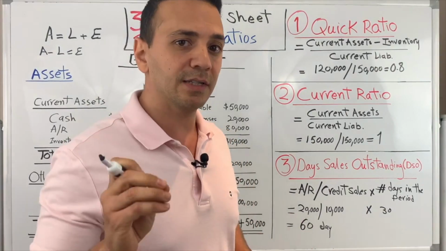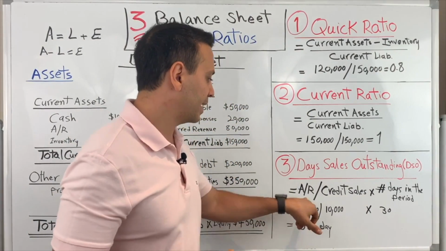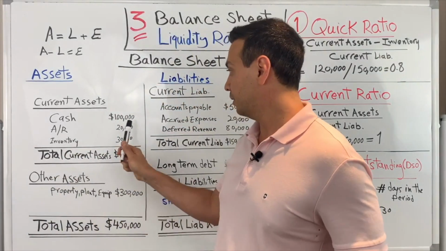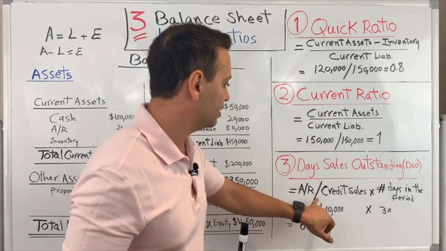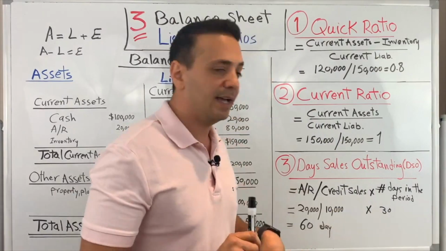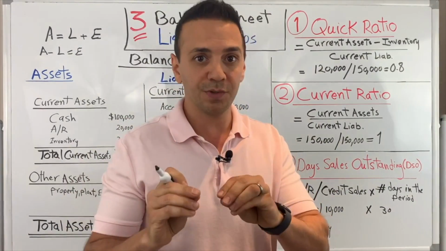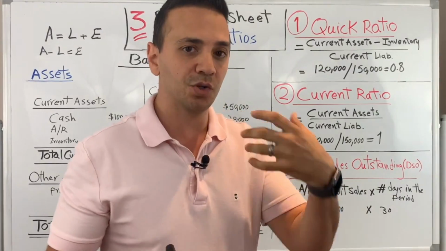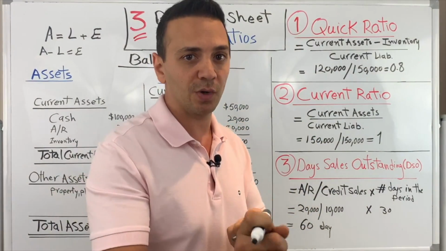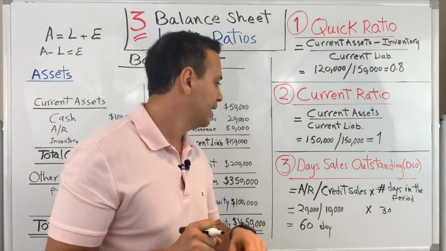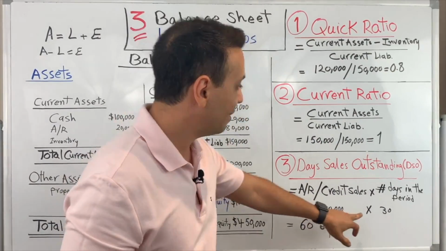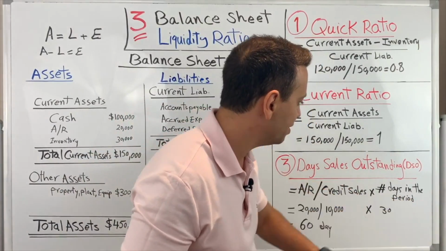The way to calculate that number is to take the accounts receivable balance, AR balance, which is here $20,000, and divide that by credit sales. We're only concerned with credit sales because cash sales are collected on the spot. Credit sales is when you issue an invoice to a customer and collect in the future. So credit sales here is $10,000, multiplied by the number of days in the period.